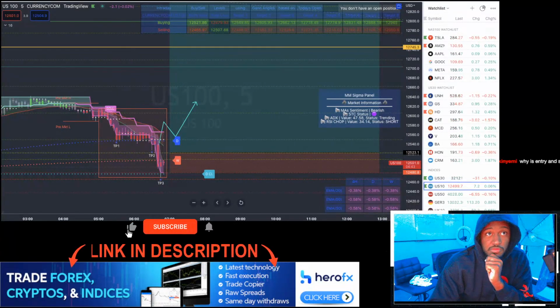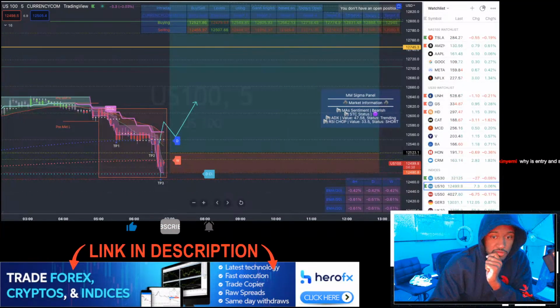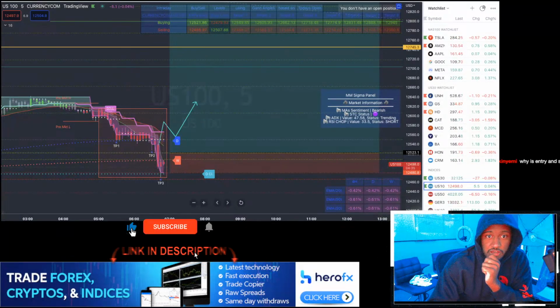Entry and stop loss, because it's moved to break even. It does that automatically after take profit 1.